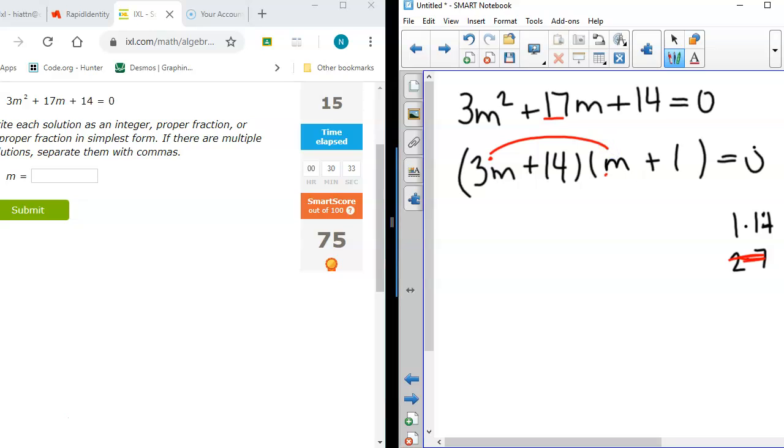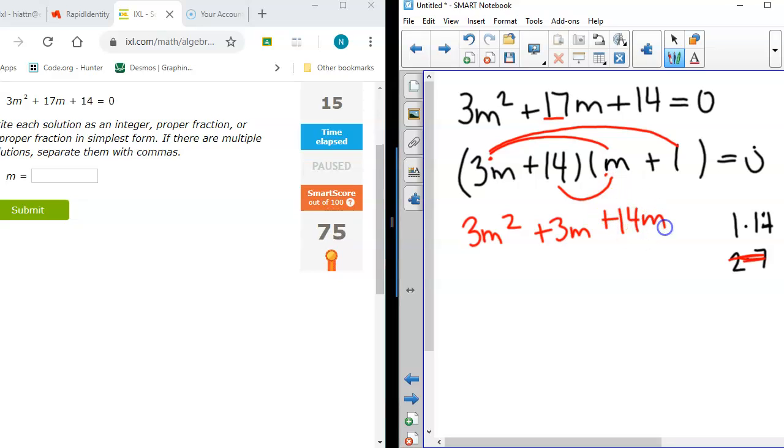So 3m times m is 3m squared. 3m times 1 is plus 3m. 14 times m is plus 14m. And 14 times 1 is 14. And right here, 3 and 14 is 17, so that is factored correctly.